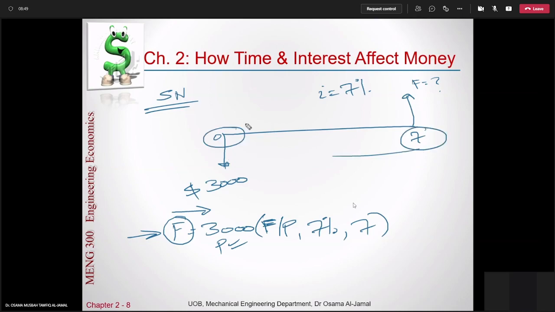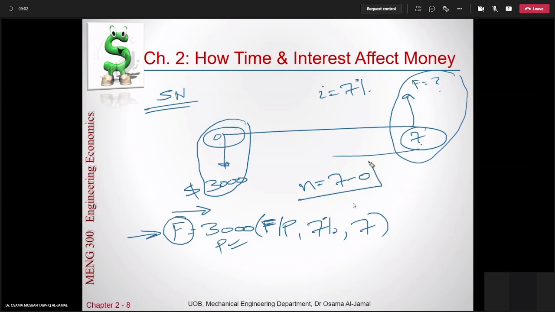See where we define the P or F. We have F at year 7, P at year 0, so N is 7 minus 0. I'm repeating this because in the coming lectures we are going to see that it is different. It won't be at zero, it will be at any other date. Aisa, was it clear? Clear, Doctor. Okay.